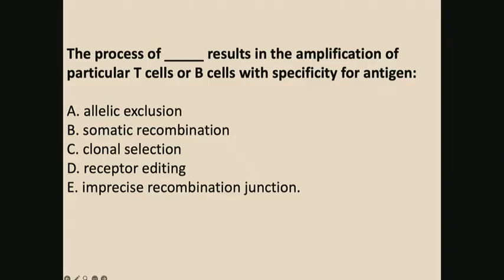This is also very easy, and we have talked about it. The process of clonal selection results in the amplification of particular T cells and B cells with a specificity for antigen, correct? Okay, any question about that? We will learn about receptor editing and precise joints. You haven't learned about this yet, but you have learned about clonal selection, so you all answered right, okay? So let's go to the next one.